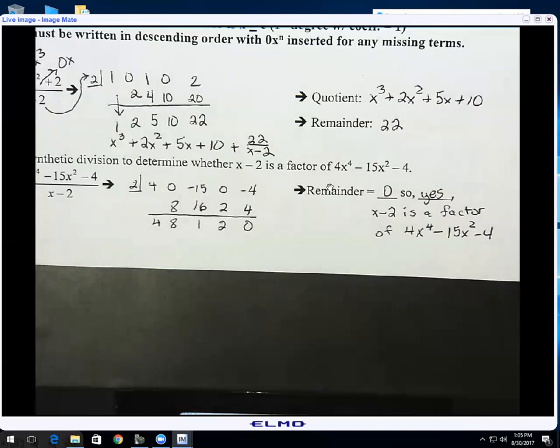In basic math, I can ask you, is 4 a factor of 24? And you divide and say, yeah, it goes in evenly, so it's a factor. That same thing. Is x minus 2 a factor of that other polynomial? Well, let me see. I divided. I got no remainder, so yes, it's a factor.